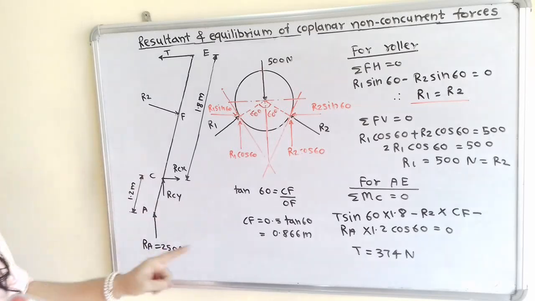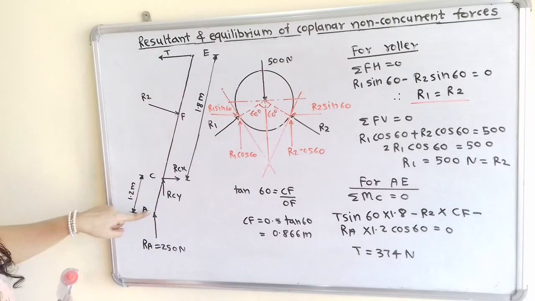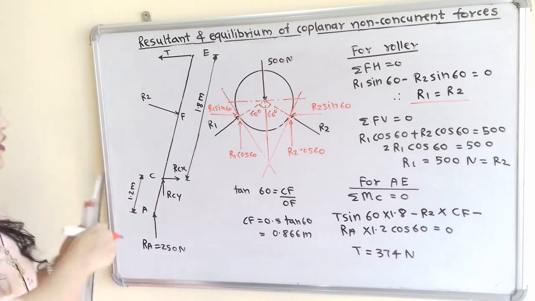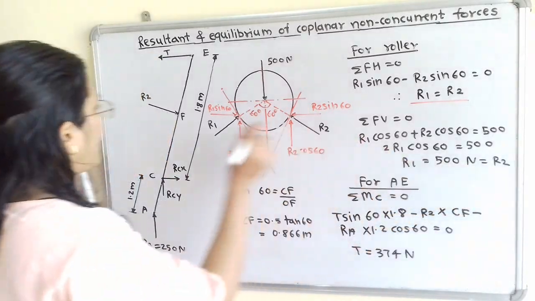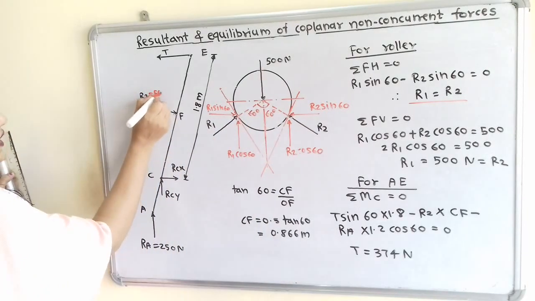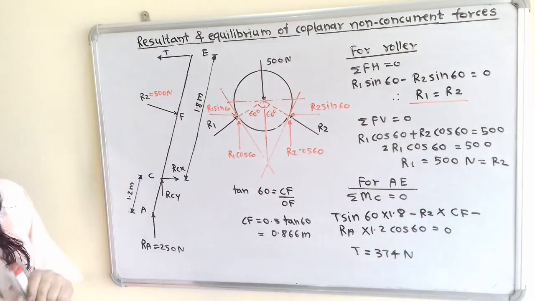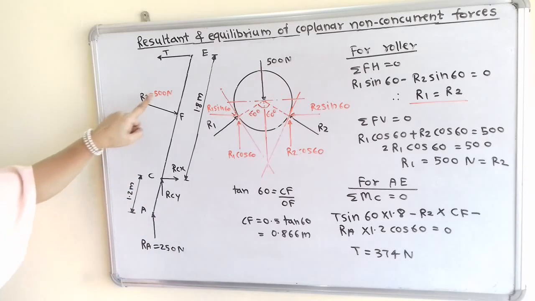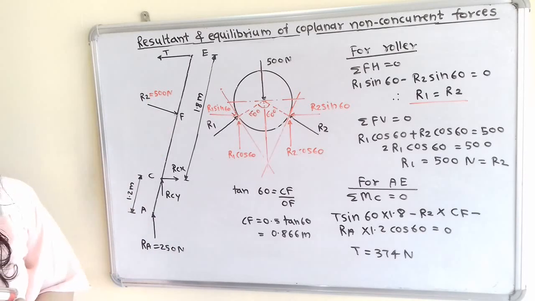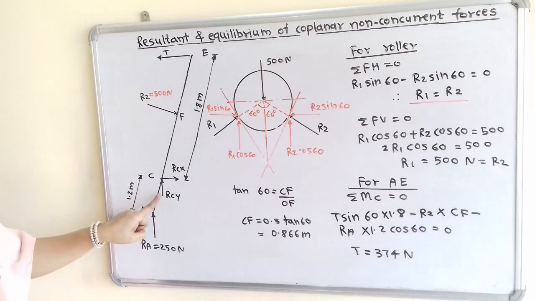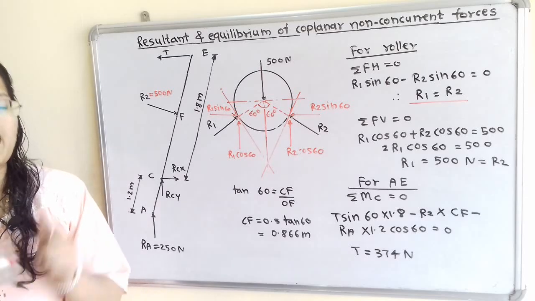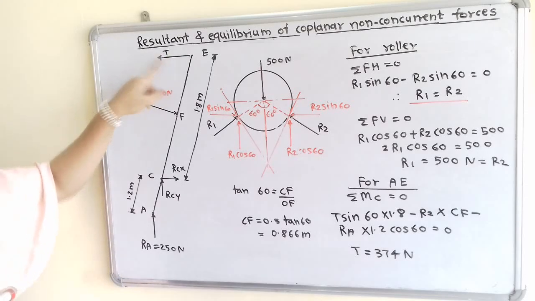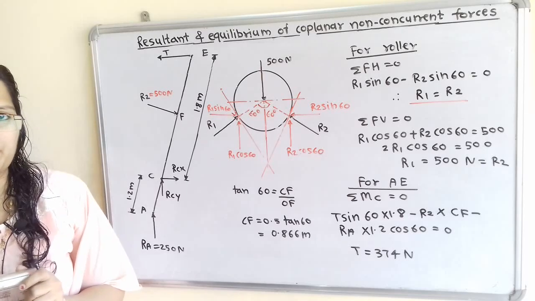Now we will use this value of R2 for the equilibrium of this member AE. So here R2 is equal to 500 Newton, and we have to show that. Now if we observe this equilibrium diagram, then here RA is known, 250 Newton, R2 is also known, 500 Newton, but the forces at point C, that is the horizontal component and vertical component, are not known. And the question is, we have to find out tension T in the diagram.